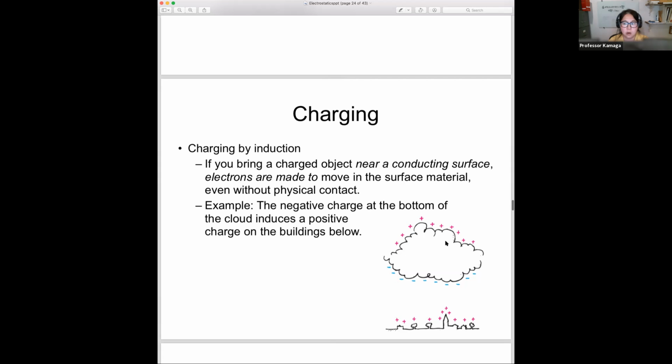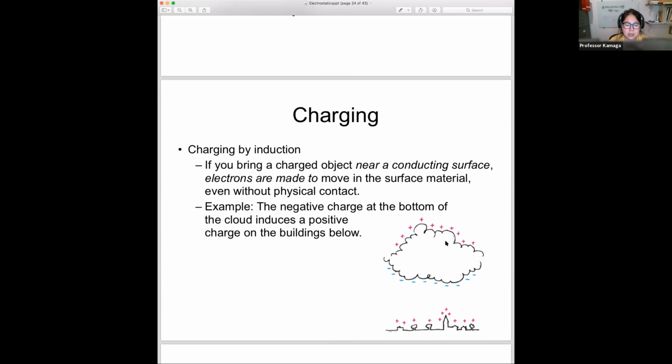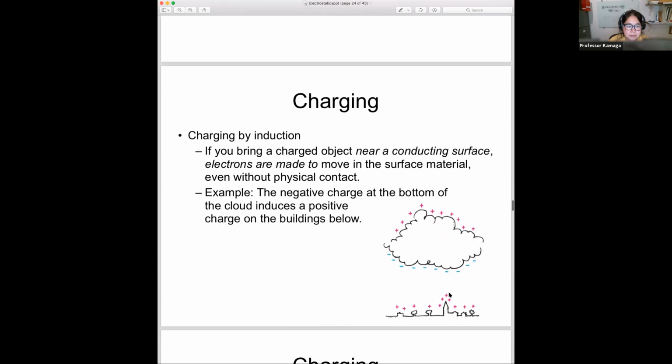And when this induced charge becomes bigger and bigger, as more and more water molecules get condensed, then at one point, although the air is a dielectric, which means an insulator, you sometimes see this dielectric breakdown, where it leaks out from here and then it just shoots down and goes into the ground. So that's the lightning.